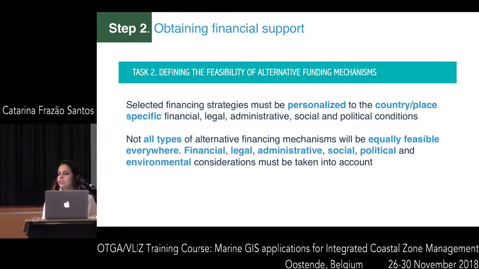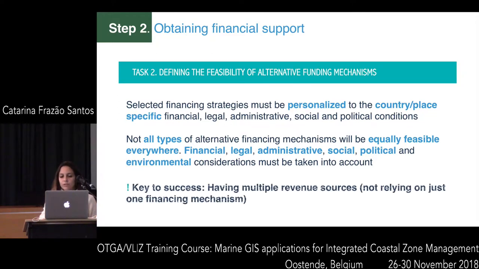The same type of alternative funding will not work everywhere, that is clear. It will change from place to place, and it will have to be personalized to the country or territory where MSP will be developed. And so financial, legal, administrative, social, and political considerations and environmental ones must be taken into account. And here is the sentence that I thought would appear in the previous slide, that a key to success is not relying on only one source of funding.